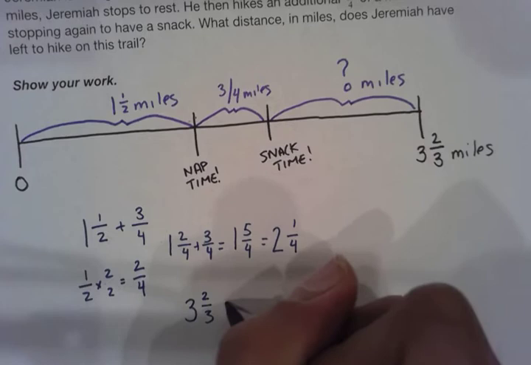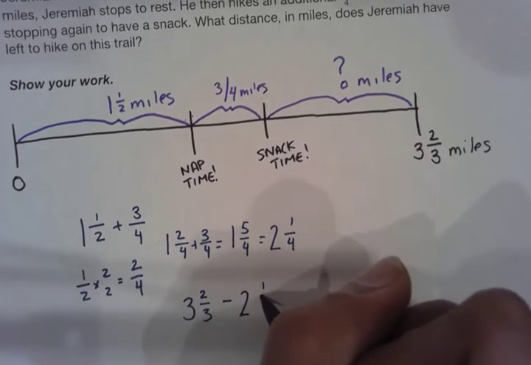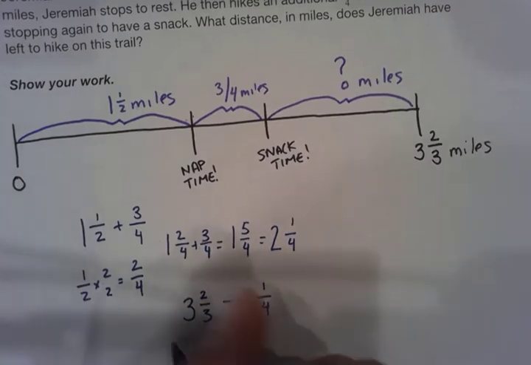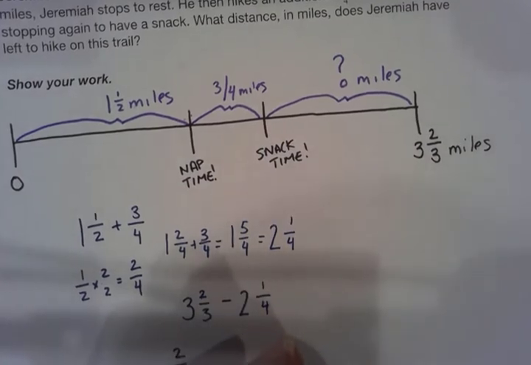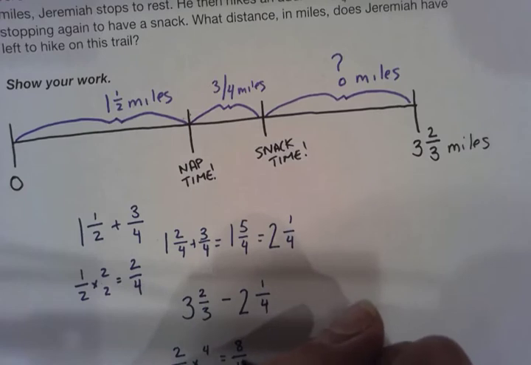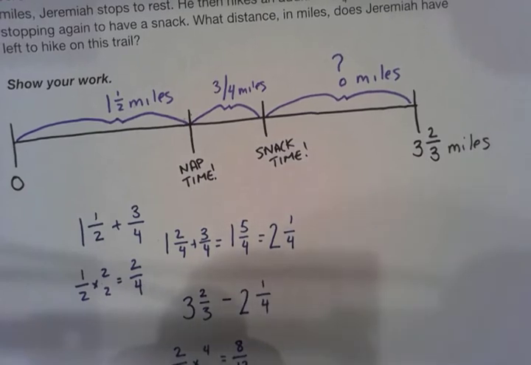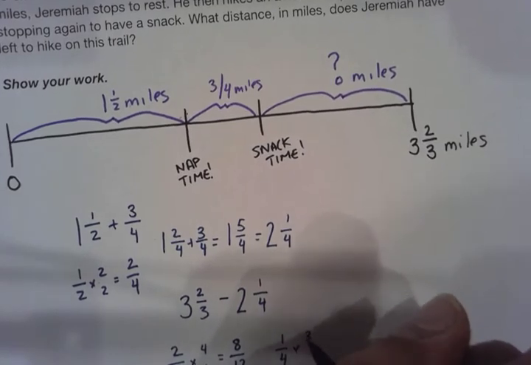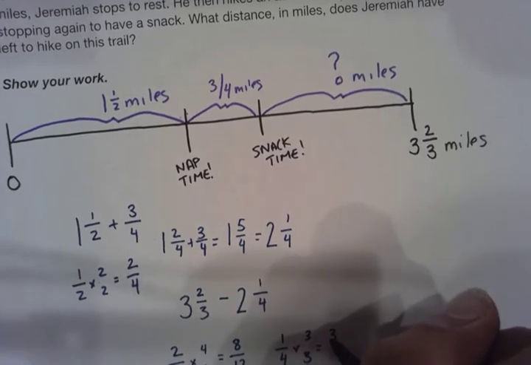Now, to find how much distance is remaining, we have to take our total distance, 3 2/3, and subtract the distance we have already traveled. So I see thirds, I see fourths. Once again, we're going to have to get our common denominators. So I'm going to multiply 2/3 by 4/4, which will give us 8/12, making this really 3 8/12. And I'm going to multiply 1/4 top and bottom by 3 to give me 3/12.